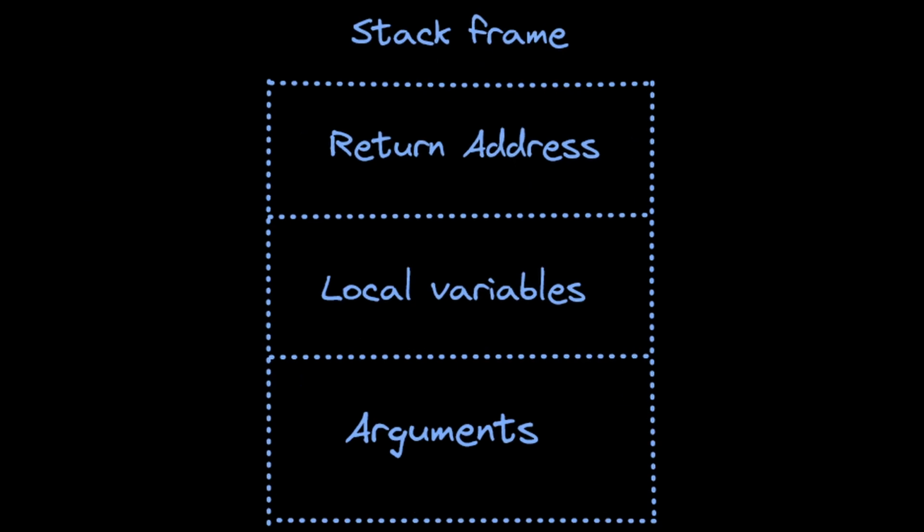So, what is a stack frame then? A stack frame is just a space on the stack used to store a return address, local variables, and arguments. Yeah, you probably guessed it. When a function is called, a stack frame is created for this function.